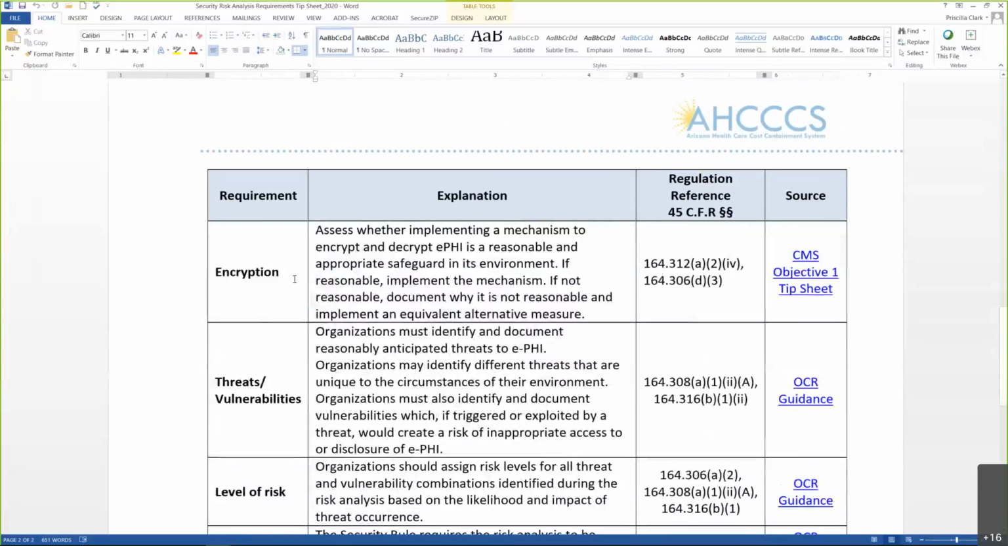The next requirement is going to be the encryption requirement. The practice must assess whether implementing a mechanism to encrypt and decrypt electronic PHI is a reasonable and appropriate safeguard in its environment. If reasonable, implement the mechanism. If not reasonable, document why it is not reasonable and implement an equivalent alternative measure. So regardless of whether you have encryption at your practice or not, you must identify that you do or don't have it, and what it's encrypting.